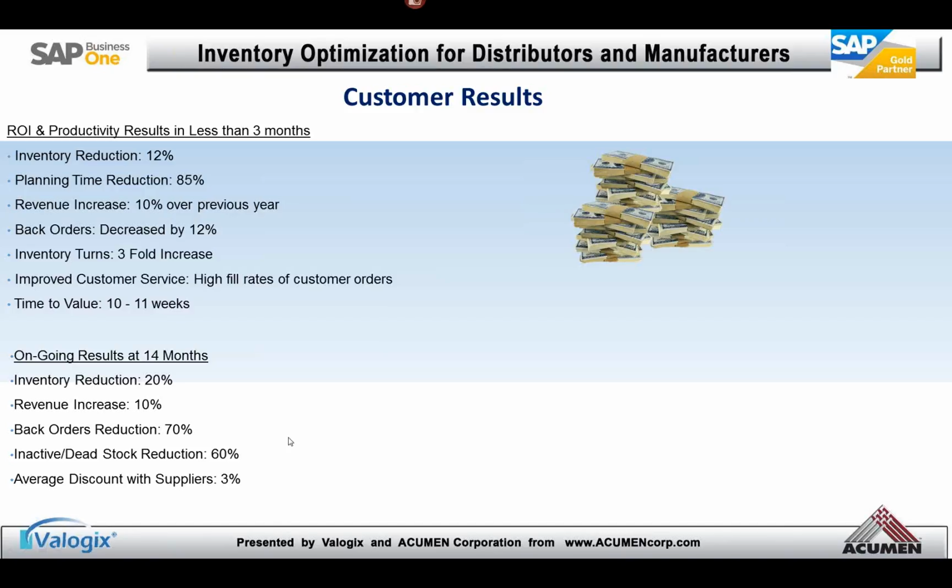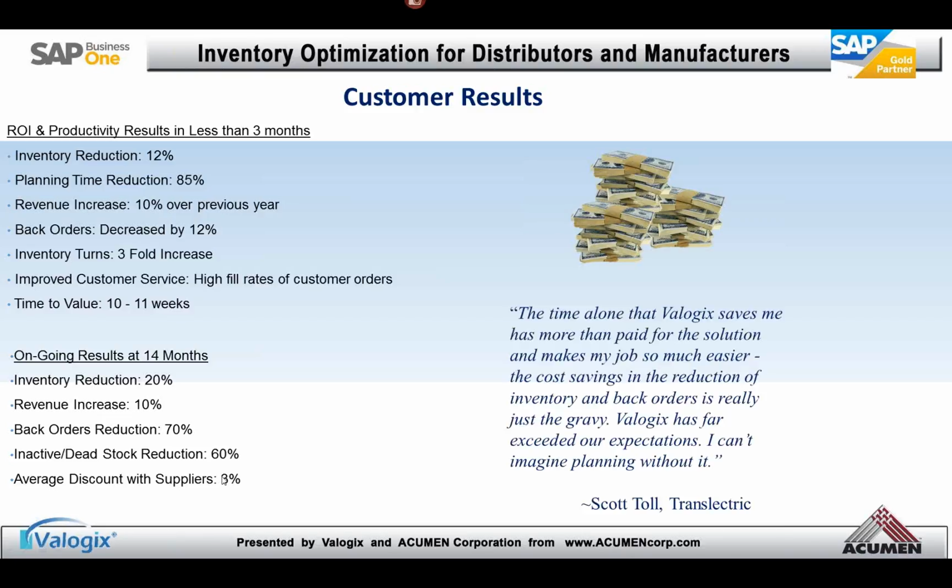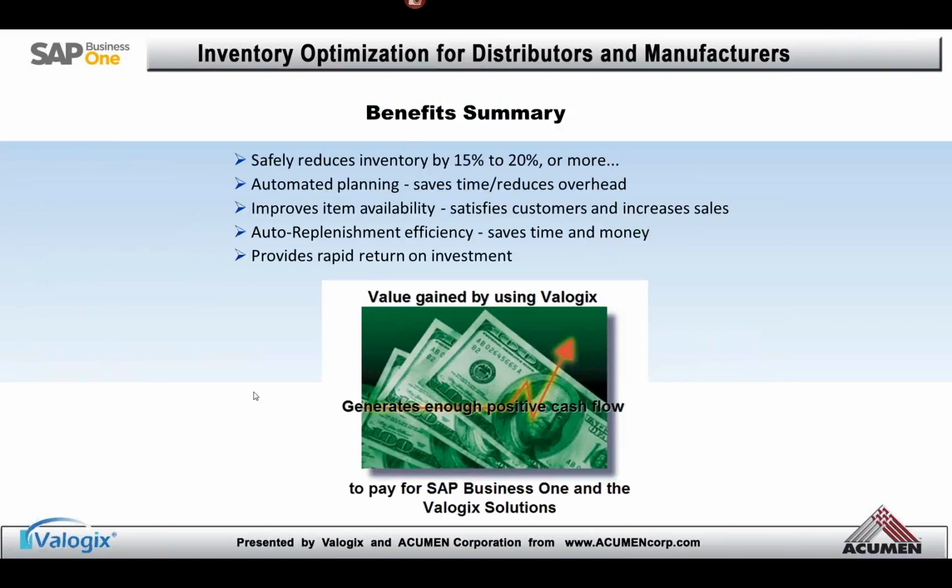And one of the things that was a surprise for them, due to the fact that their person who was doing their purchasing now had additional time available and had a forecast they could depend upon, he was actually able to sit down with their key suppliers, and on average, he negotiated a discount of 3% across the board by committing to volume purchases for the year. So that was an unexpected benefit. If you were to speak to Scott Toll, he just absolutely loves the results that he gets from the use of Vologix with SAP Business One.